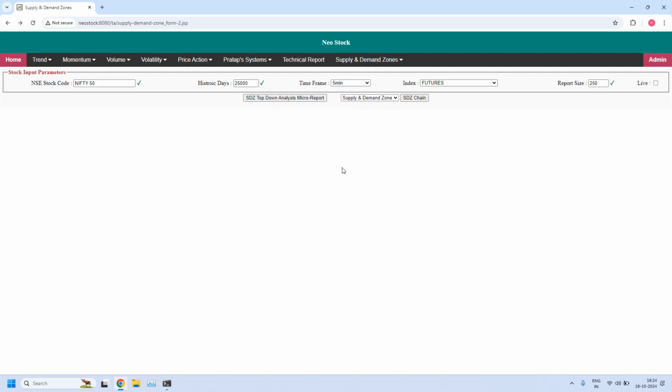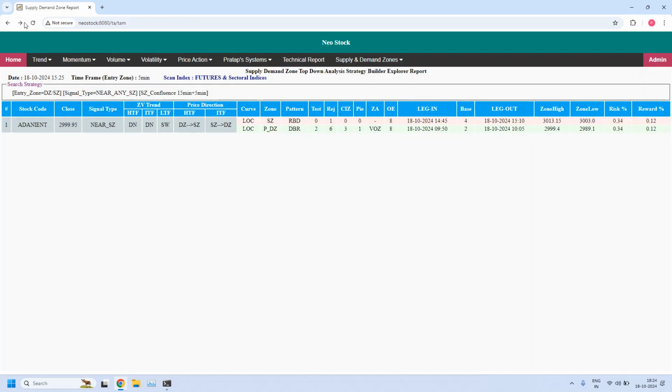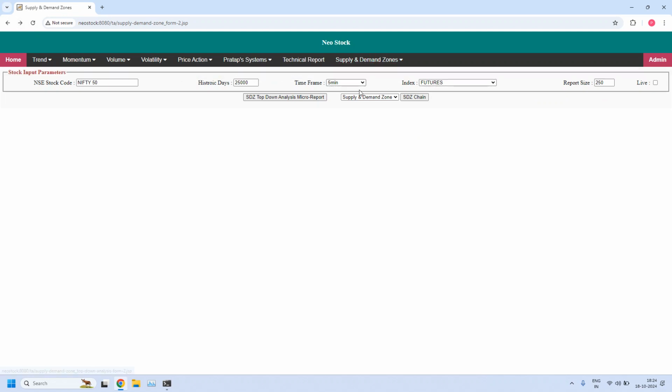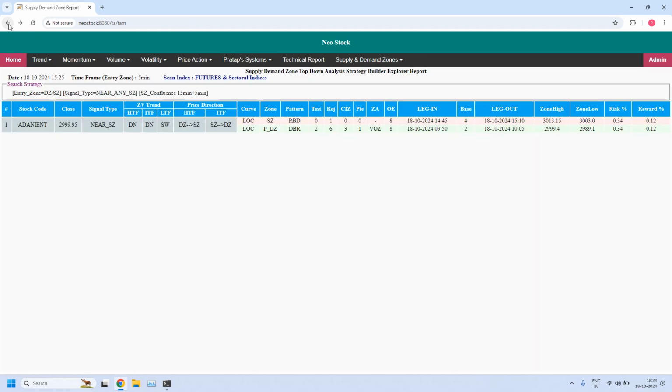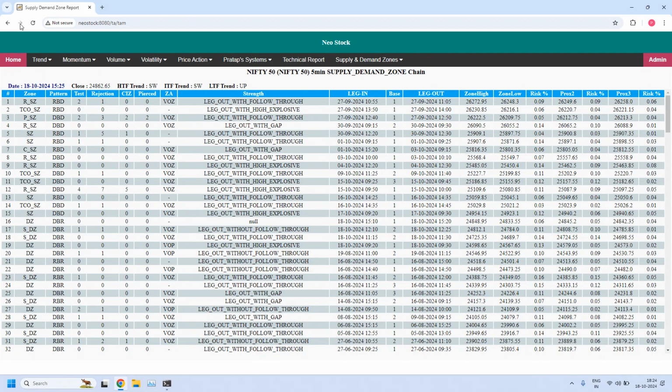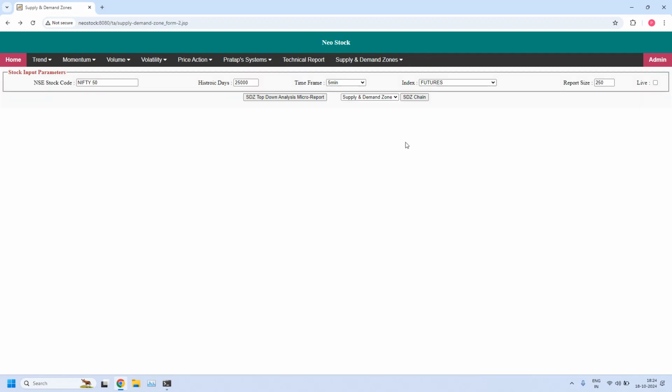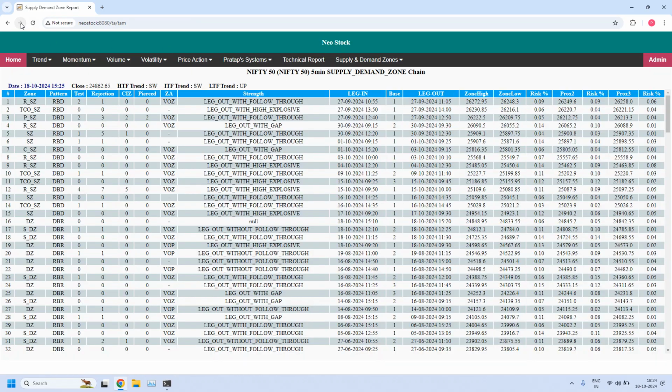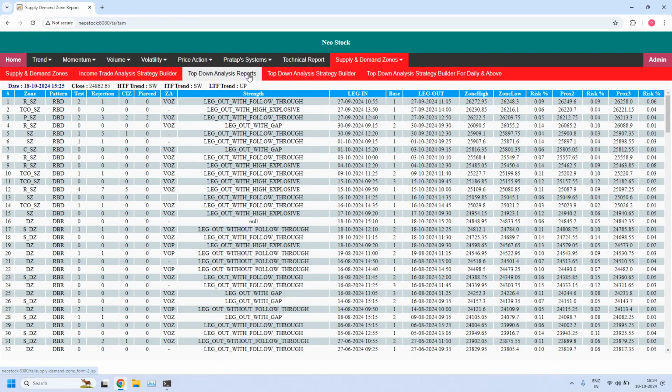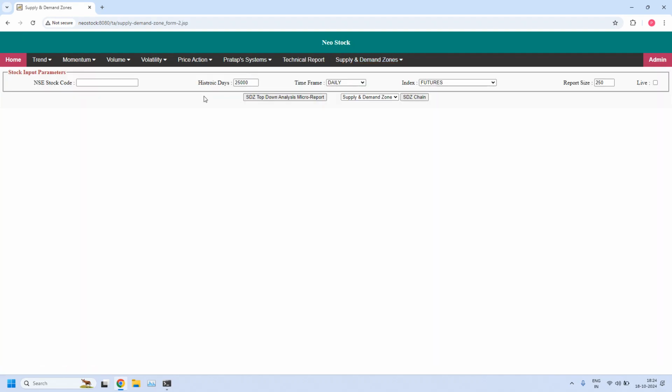So next, let us generate for BANKNIFTY. We have completed NIFTY. So BANKNIFTY. Something wrong. Okay. So NIFTY, earlier it was NIFTY Bank. Starting from monthly time frame, I am generating monthly supply demand zone chain for BANKNIFTY.